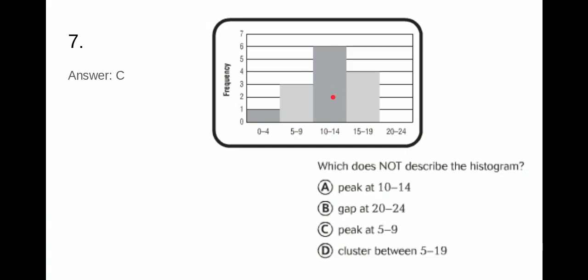That's actually letter A. Gap at 20 to 24. Yep, there's nothing there. And then a cluster at 5 to 19. Definitely a cluster going on there. All those bars are touching each other. So C is the answer because it is not true.